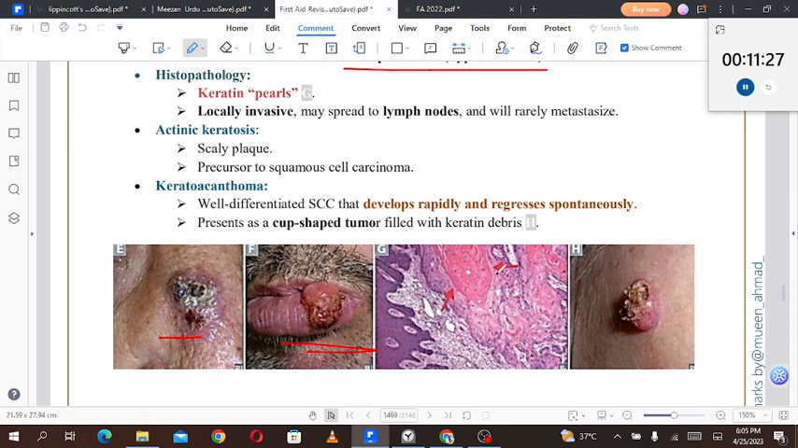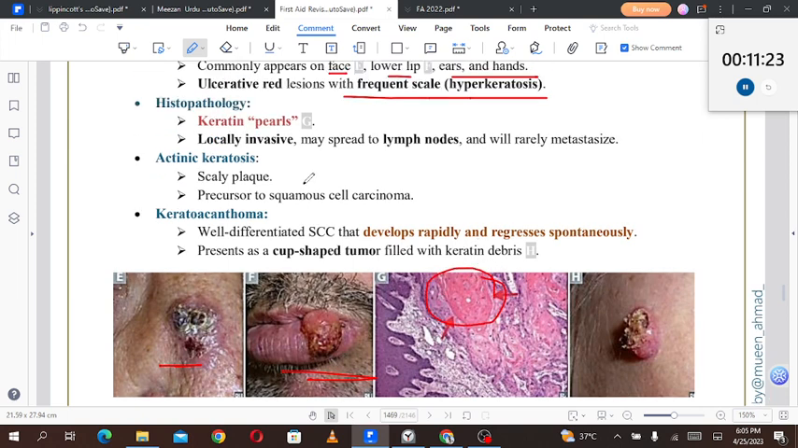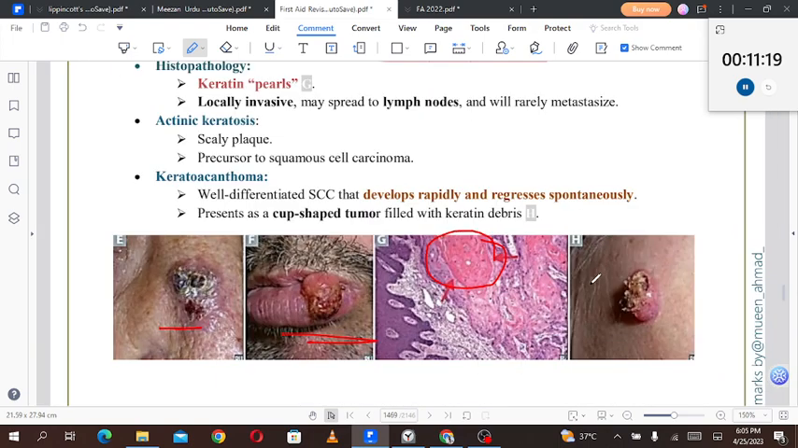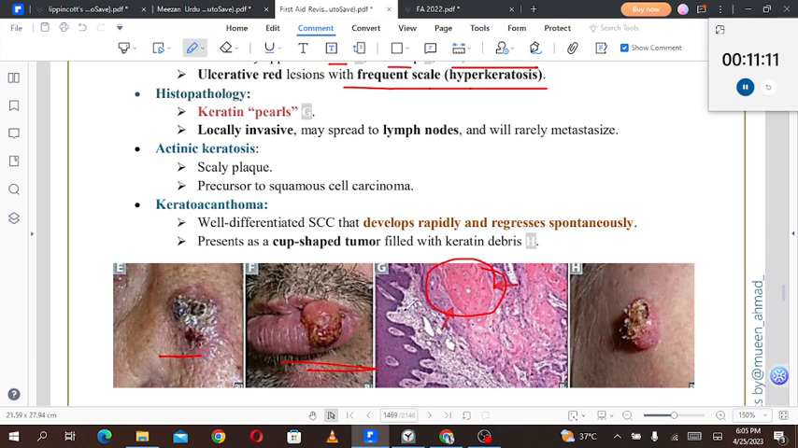Histopathology: there will be keratin pearls. As you can see in this picture, it is not a very good picture of keratin pearls, but they are present, because keratin pearls are present in any kind of squamous cell carcinoma, be it on the tongue, the uvula, the oral mucosa, the esophagus, or the skin. Anywhere squamous cell carcinoma is present, the histology will show keratin pearls. They are locally invasive and may spread to the lymph nodes and will rarely metastasize.